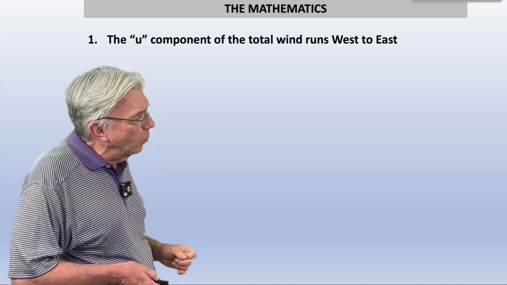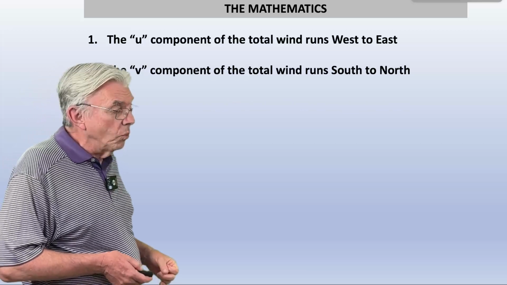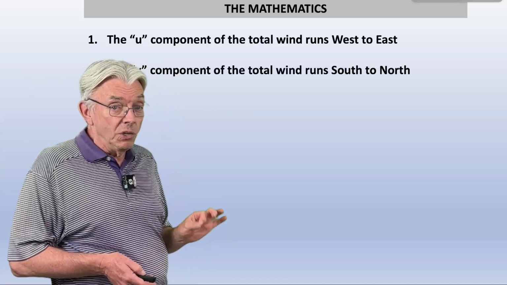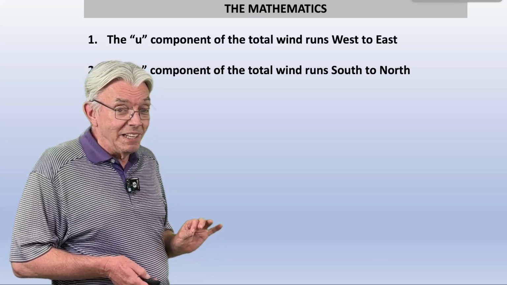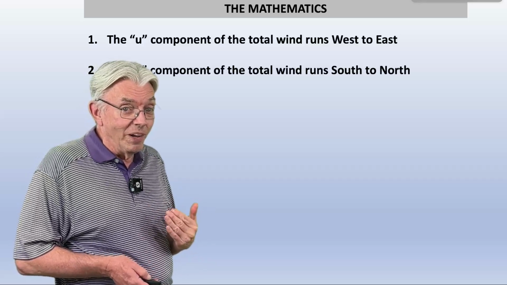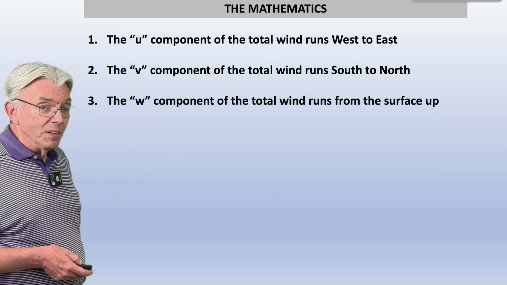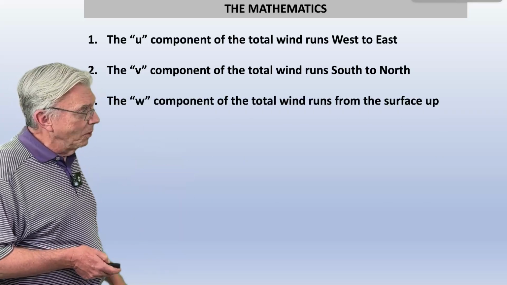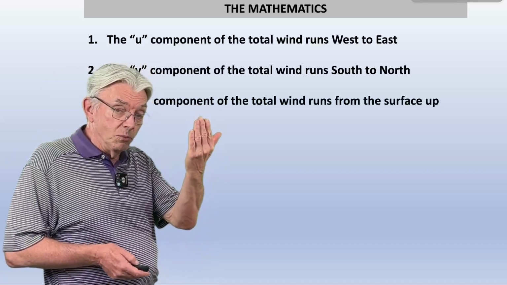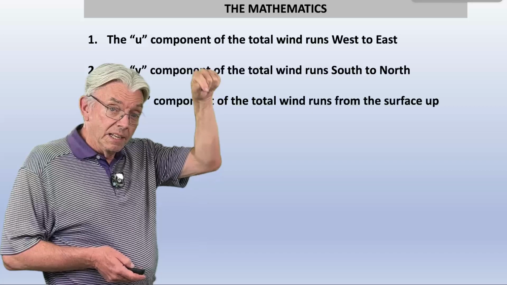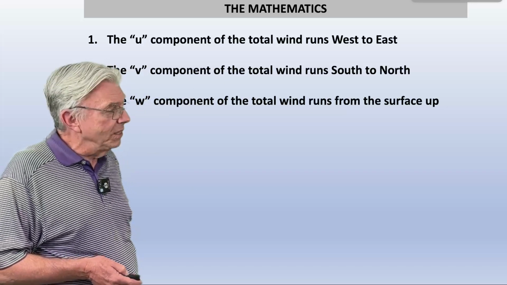The V component of the wind is the component that goes from south to north, okay? So a south wind would be a positive V component, a north wind would be a negative V component. And for those of you that don't like the cold, that should be easy to remember: if you have a north wind, it's negative, and that means you don't like it. All right. And then finally, the W component, which is the up-down component of the wind, runs from the surface up. Okay, so upward vertical motion would be a positive W component. Negative vertical motion would be a sinking motion, or a negative W component.